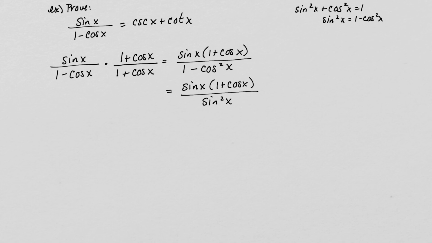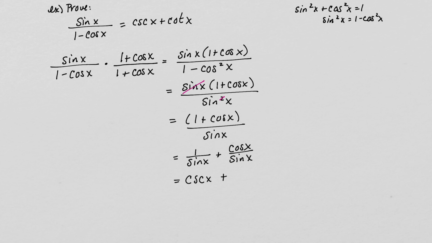Then it's actually not too bad. Algebra would tell us that the sine x and the sine squared would cancel each other out. So now I'm left with 1 plus cosine x over sine x. And since the bottom is a single term, I can split up the numerator. So 1 over sine x plus cosine x over sine x. And 1 over sine x is in fact cosecant of x, and cosine x over sine x is in fact cotangent of x. So a lot of these problems with fractions, you either have to do one of two things.